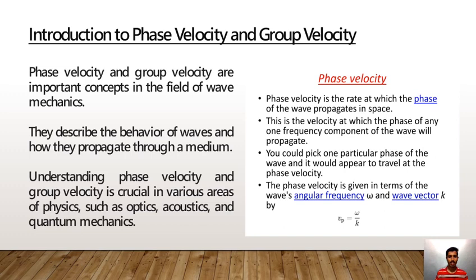Phase velocity is the rate at which the phase of the wave propagates in space. This is the velocity at which the phase of any one frequency component of the wave will propagate. You could pick one particular phase of the wave and it would appear to travel at the phase velocity. The phase velocity is given in terms of the wave's angular frequency omega and wave vector k. Vp equals omega by k.